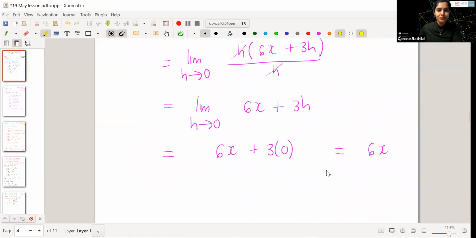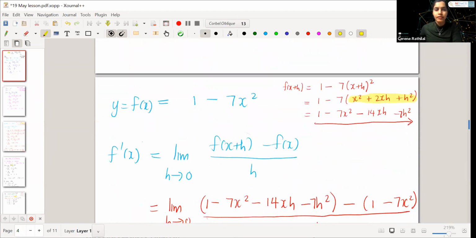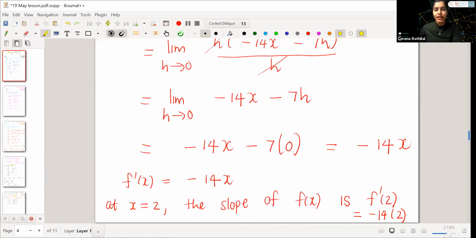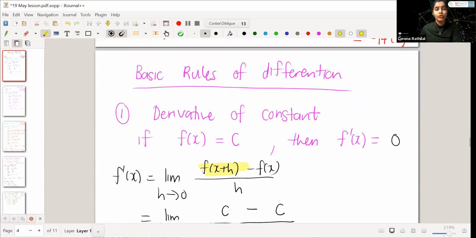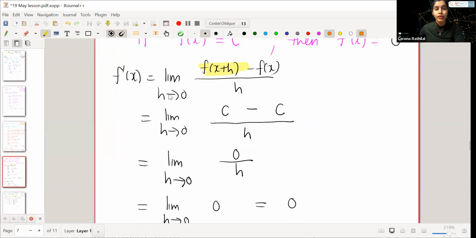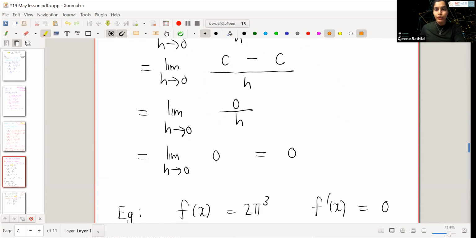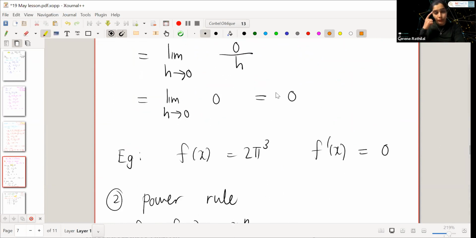Now moving on, we then summarized what we had done as a few basic rules of differentiation. The first rule that we had encountered said that the derivative of a constant is equal to 0. In particular, we had seen from first principles that this is indeed true. We let f of x equal c, where c was a constant, and we computed the derivative of f, and we saw that the derivative of a constant is 0.